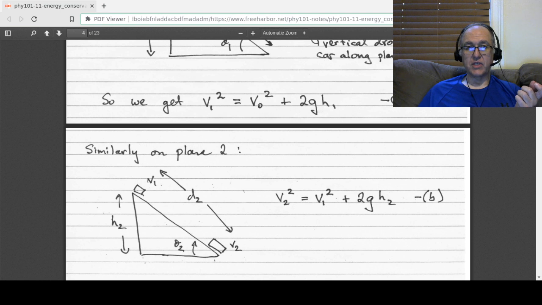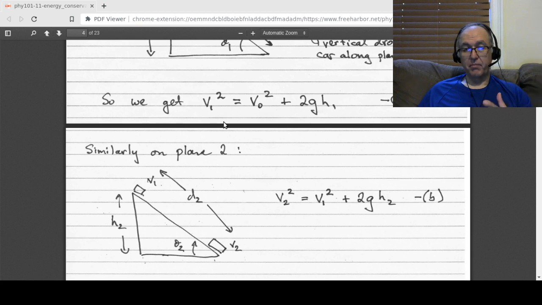Let me put the two equations side by side. These two equations are the same form. Okay, but the subscripts have been shifted because this equation here, equation A, refers to the first plane, whereas equation B refers to the second plane. Okay, now what? Well, what we really wanted is to express V2 in terms of V naught. That V1 is the problem. The reason it's a problem is because it's the intermediate velocity, and we don't know that in principle.